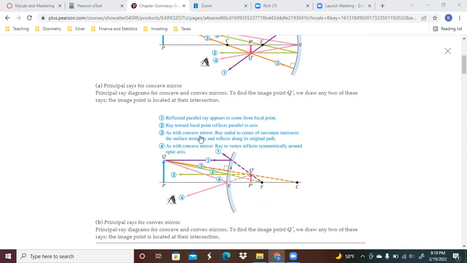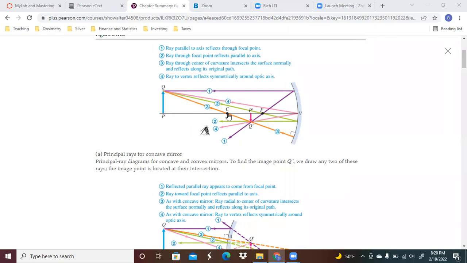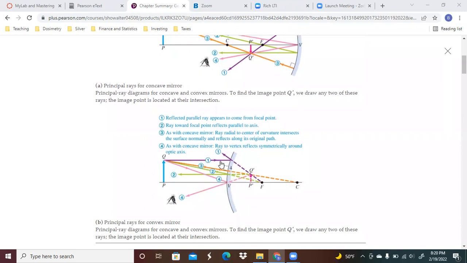For number three, the ray radial to the center of curvature intersects the surface normally and reflects along the same path. So in other words, it goes in and bounces straight back, but if you back project that, it ends up at the center of curvature. Same type of deal as what we had here, where it bounces back and goes to the center of curvature. And then number four, as with the concave mirror, the ray to the vertex reflects symmetrically around the optic axis. As it comes through here, it makes the same angle going out with the normal. And then as we back project that, we end up with the virtual image here.